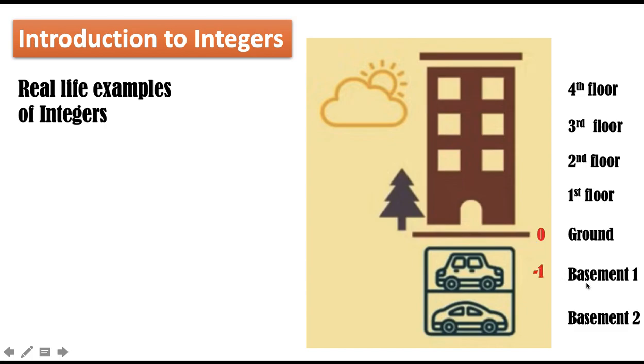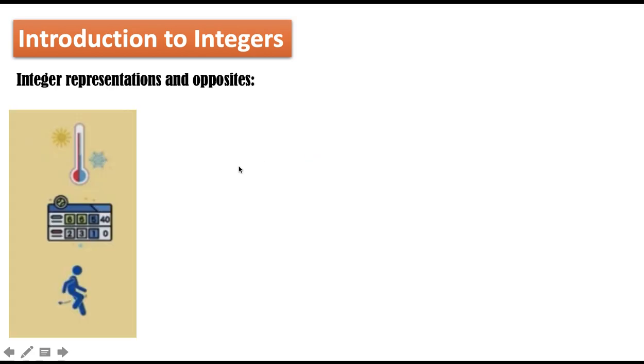Then basement 1 can be represented by negative 1. Basement 2 is negative 2. First floor is positive 1, then positive 2, positive 3, positive 4, etc. So these are some situations wherein integers can be applied.